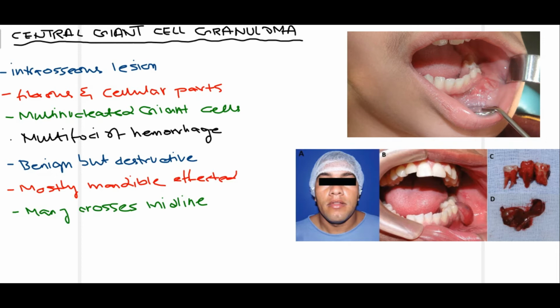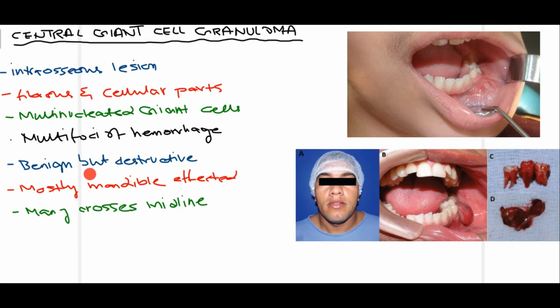Now, the central giant cell granuloma has two parts. There is the fibrous part and there is cellular part, which we'll talk about in detail when we are talking about histopathology of this lesion, which we'll talk about shortly. It also has some multinucleated giant cells which can be appreciated in histology. There are foci of hemorrhages that are present because one theory of etiology suggests that there is some hemodynamic disturbance that leads to central giant cell granuloma.